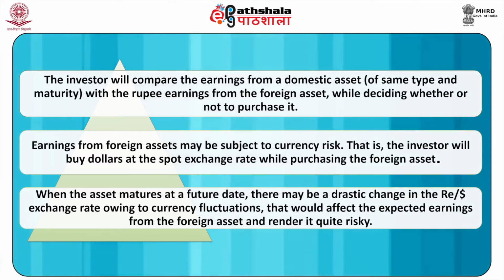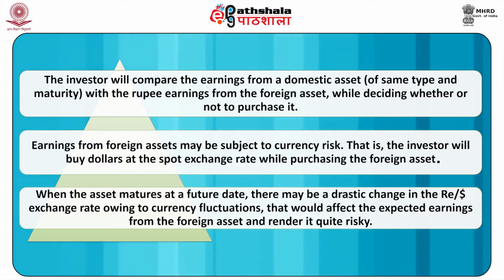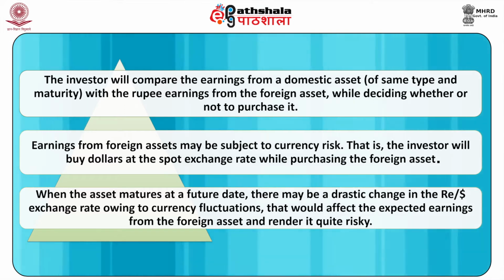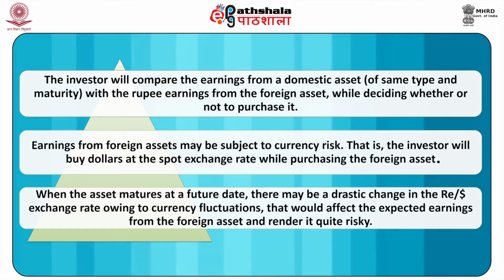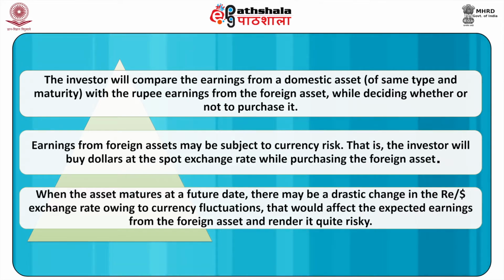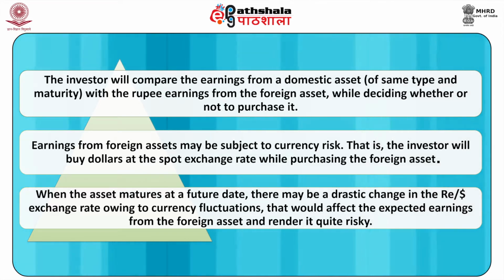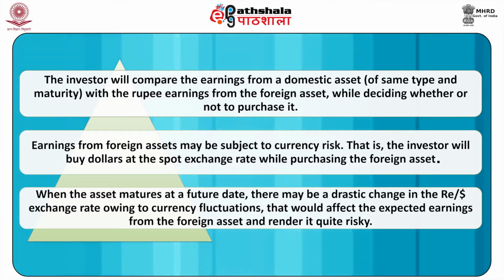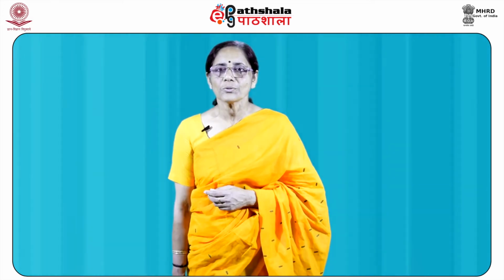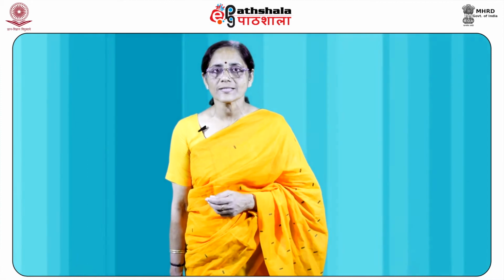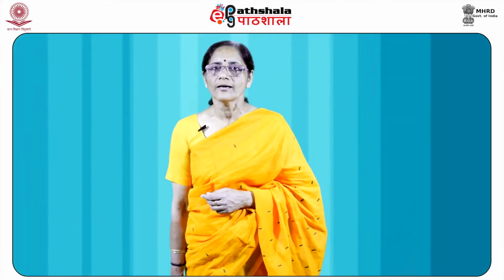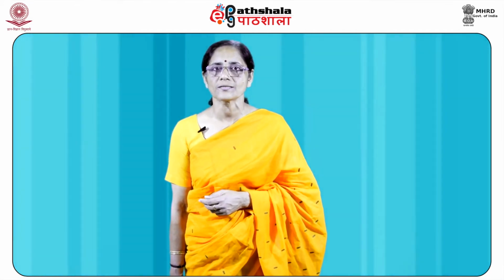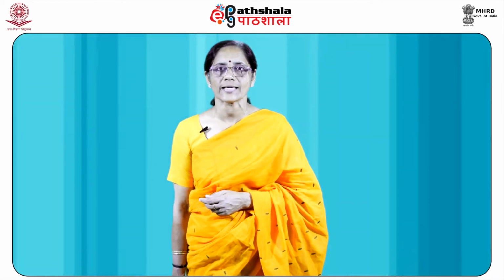Secondly, earnings from the foreign asset may be subject to currency risk. That is, the investor will buy dollars at the spot exchange rate while purchasing the foreign asset. However, when the asset matures at a future date, there may be a drastic change in the rupee per dollar exchange rate owing to currency fluctuations that would affect the expected earnings from the foreign asset and render it quite risky. To ensure against such currency risk, investors may choose to write a forward contract wherein they would sell dollars and purchase rupees to convert dollar earnings into rupees at a predetermined rate, or the forward exchange rate.